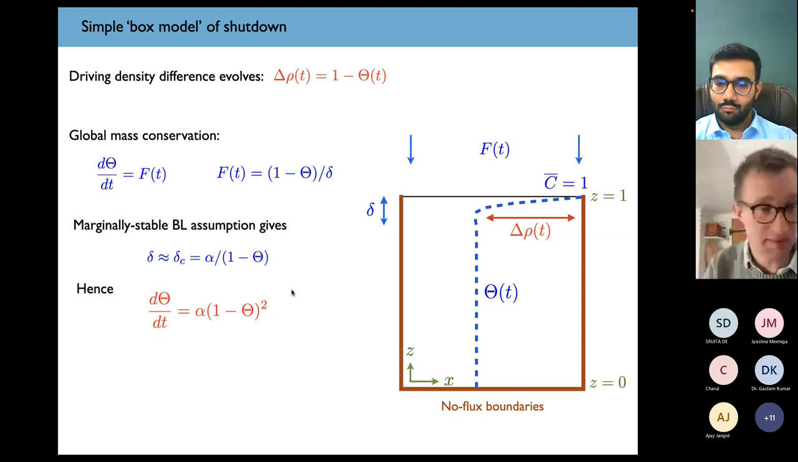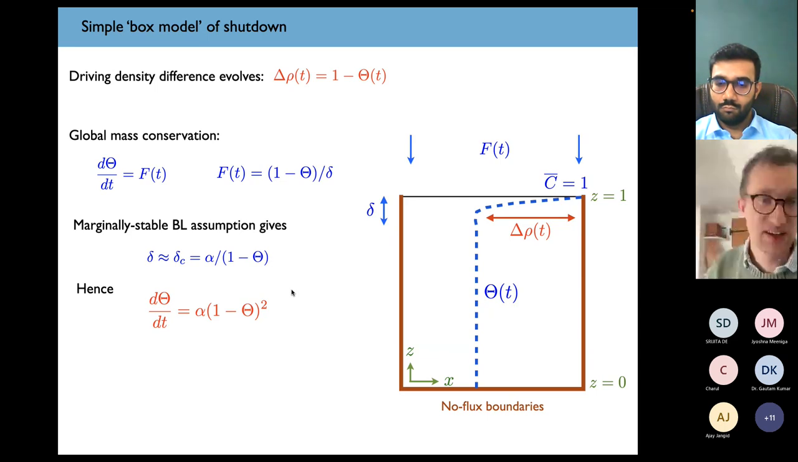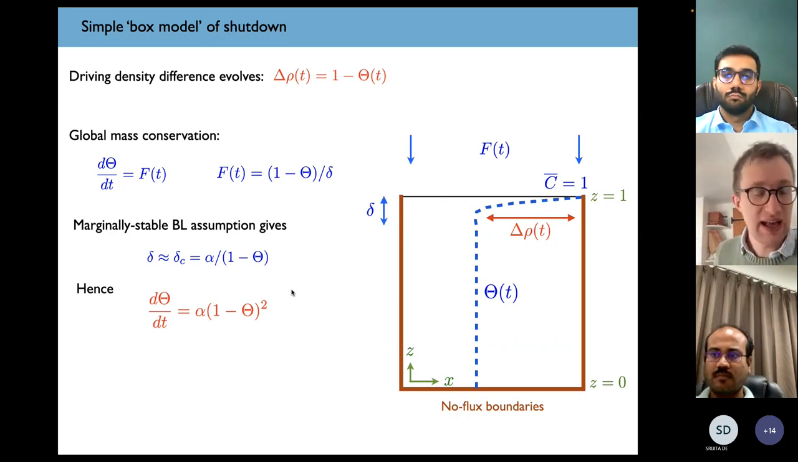And the hypothesis is that the depth that it's able to be held at by this system is the depth that is marginally stable. If you do a stability analysis on the boundary layer and ask at what depth of boundary layer do I expect to see instabilities generated, that is the depth that it's able to be held at. And this is a well-established hypothesis. It's not a fact. It's a hypothesis.